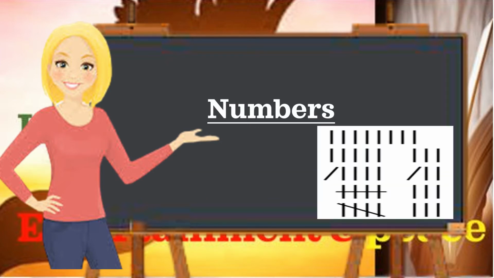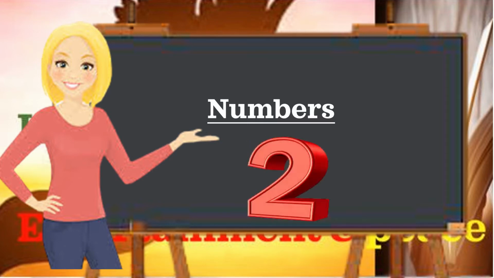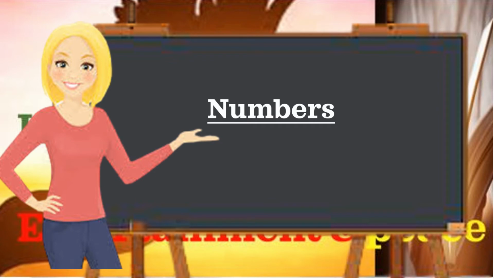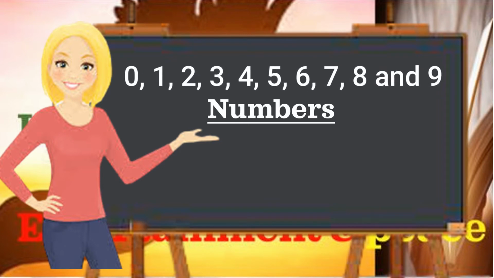A notational symbol that represents a number is called a numeral. The symbol used to represent 1 is 1. The symbol used to represent 2 is 2. In the base 10 numeral system, the numbers are written by using the 10 digits, that is 0, 1, 2, 3, 4, 5, 6, 7, 8 and 9.